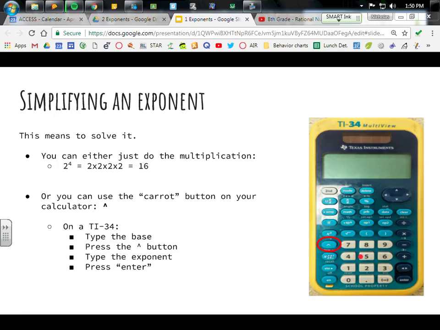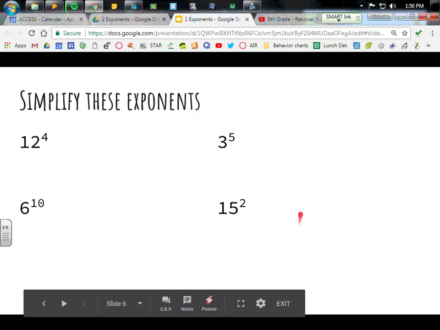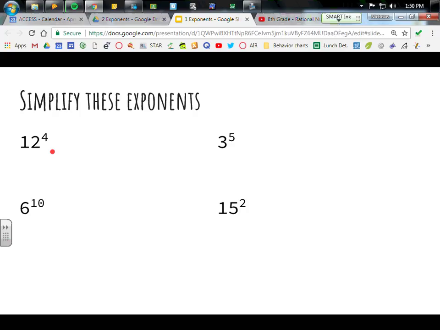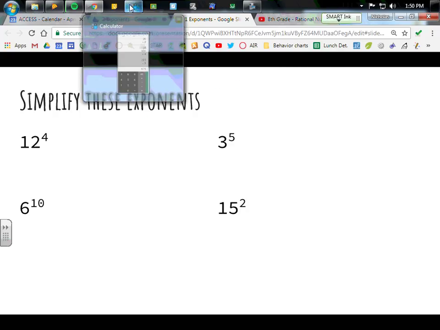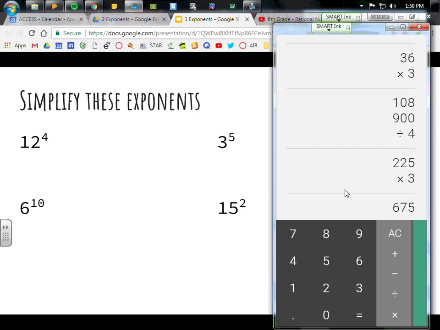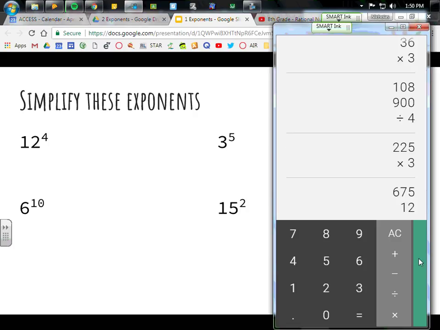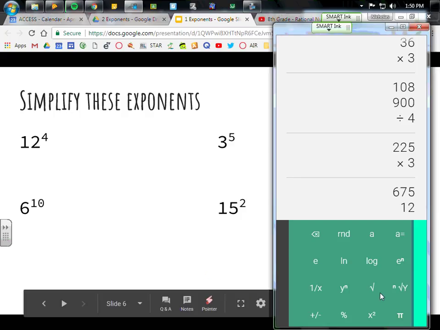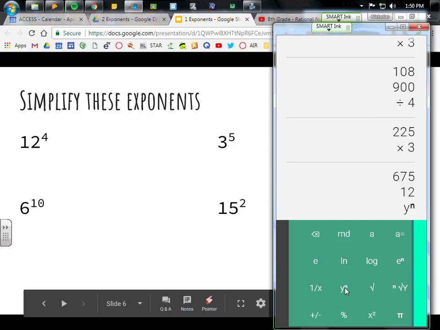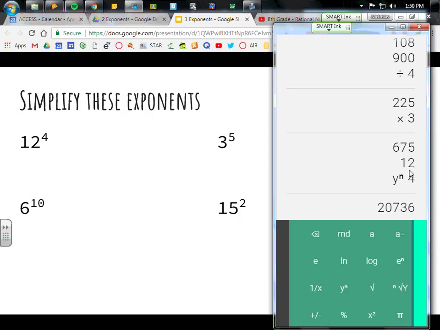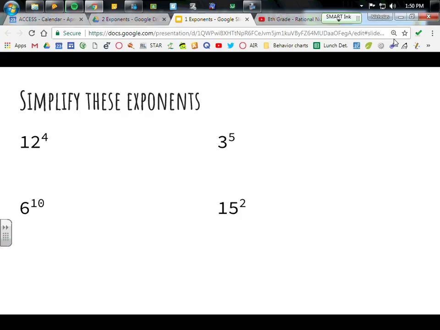You are going to probably want to use a calculator for some of the larger exponents that you may do. So let's simplify these exponents. So 12 to the 4th, I'm thinking is probably going to be an exponent that you want to use the calculator for. So we're going to try that. So let's try 12 to the 4th. All right, so 12 to the 4th, 12 times itself 4 times, should give you 20,736.